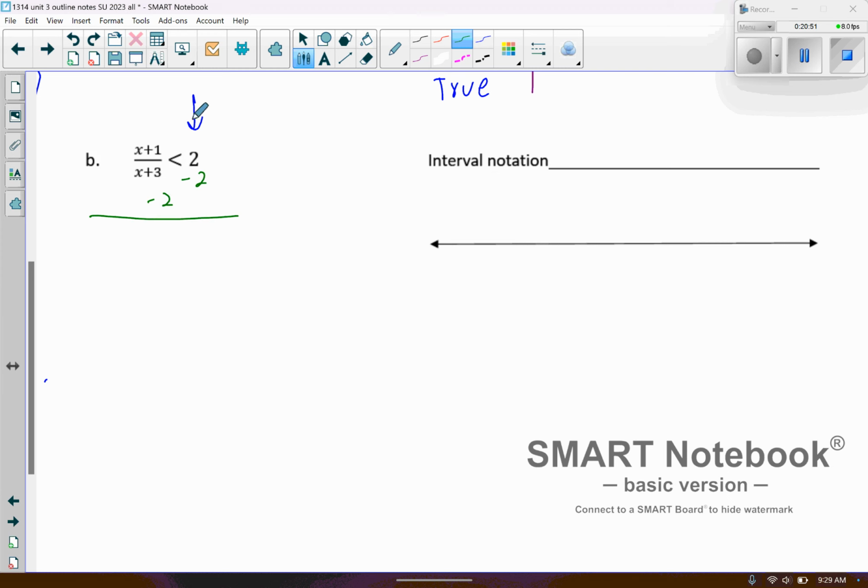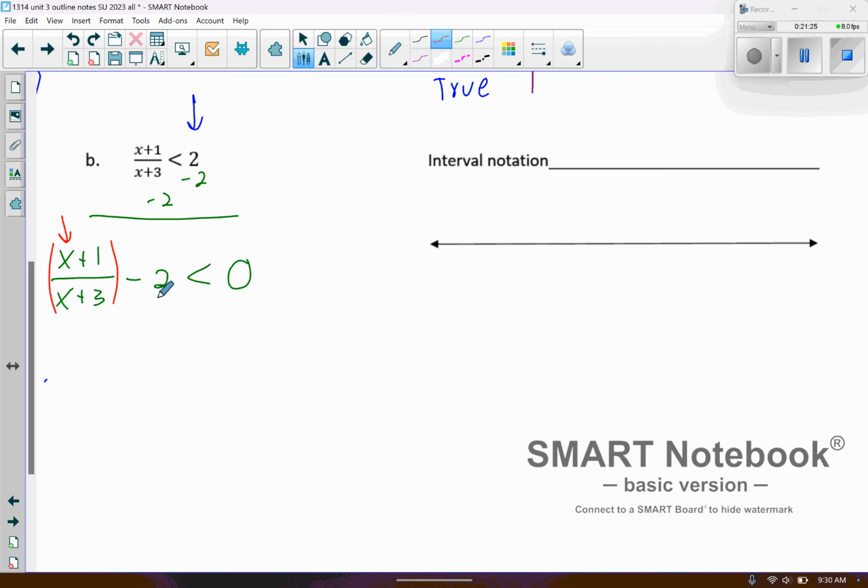So I'm going to start by subtracting 2 from both sides. So I'm going to have x plus 1 over x plus 3, and then minus 2 is less than 0. What I'm going to have to do here is I can't leave it like this. I have to have a single fraction, because right now my x-intercept is not -1. If I plug in -1, sure, it would make this equal 0, but the whole side would not be 0, so that wouldn't be very helpful. So that's not the x-intercept.